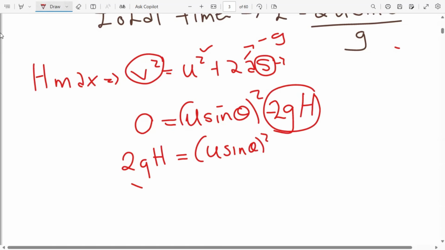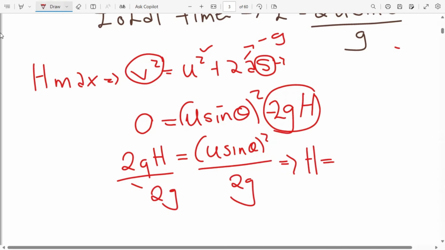Now the equation has been simplified, because we're just going to divide this side by 2g, and this side by 2g, and we're going to find our final equation for calculating maximum height as being equal to u sine theta, squared, over 2g.